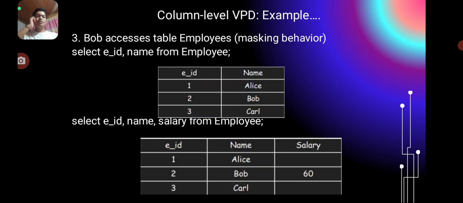Next is Bob accessing the table employees with masking behavior. Select EID, name, salary from employees. Then all three entities are returned, which are EID, name, and salary. This time, for 1, which is Alice, the salary is not shown. Then for 2, which is Bob, the salary of 60 is shown. Then for number 3, Carl, the salary is not shown.